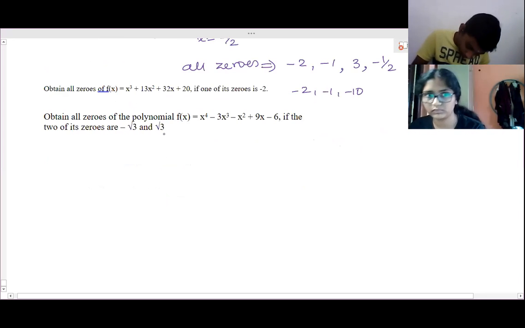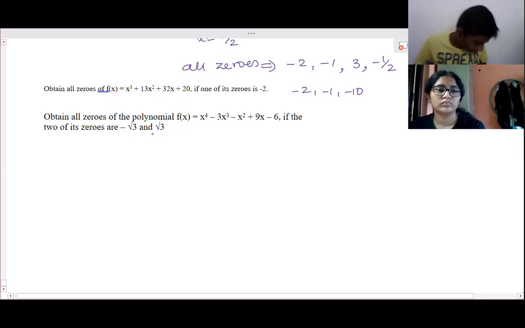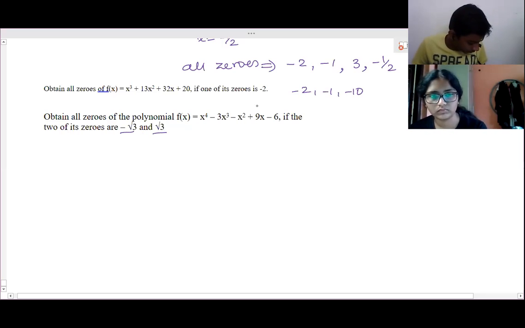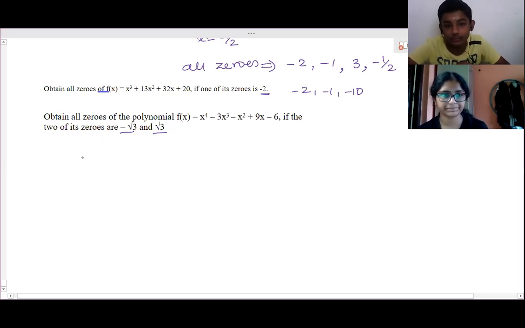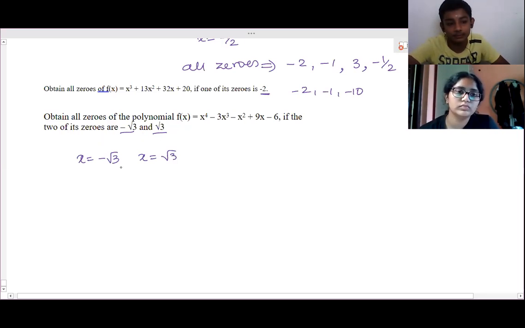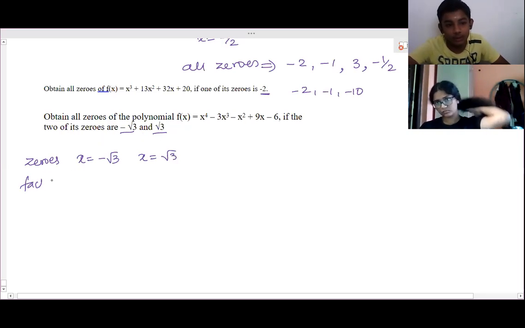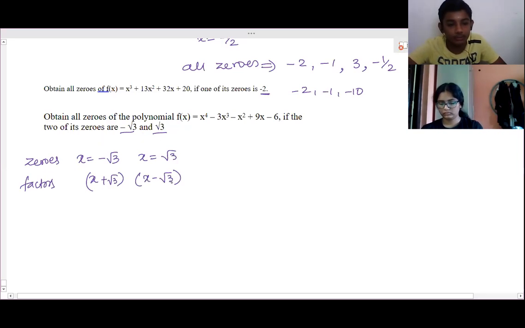Now see, next the zeros are given as irrational numbers. Till now you were getting rational numbers. Now most of the questions have zeros that are irrational numbers. The method has to be followed the same, there's no change. x is -√3 and x is equal to √3. So these are the zeros. Then what are the factors? x plus √3 and x minus √3.